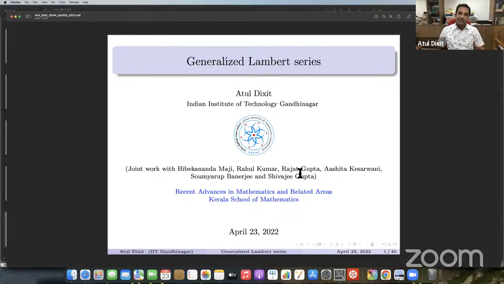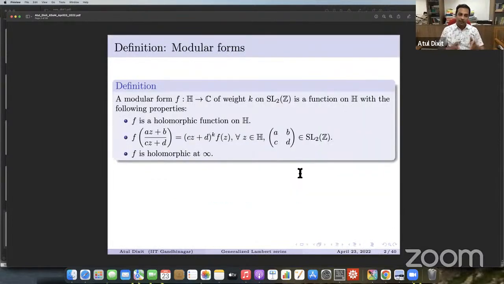Okay, so let me start by looking at the definition of modular forms. A modular form of weight k on SL2Z is a function defined on the upper half plane which satisfies the following three properties. F is a holomorphic function on the upper half plane. Then for any integer matrix ABCD in SL2Z with determinant 1, if you have ABCD act on Z through Mobius transformation, we get AZ plus B over CZ plus D.